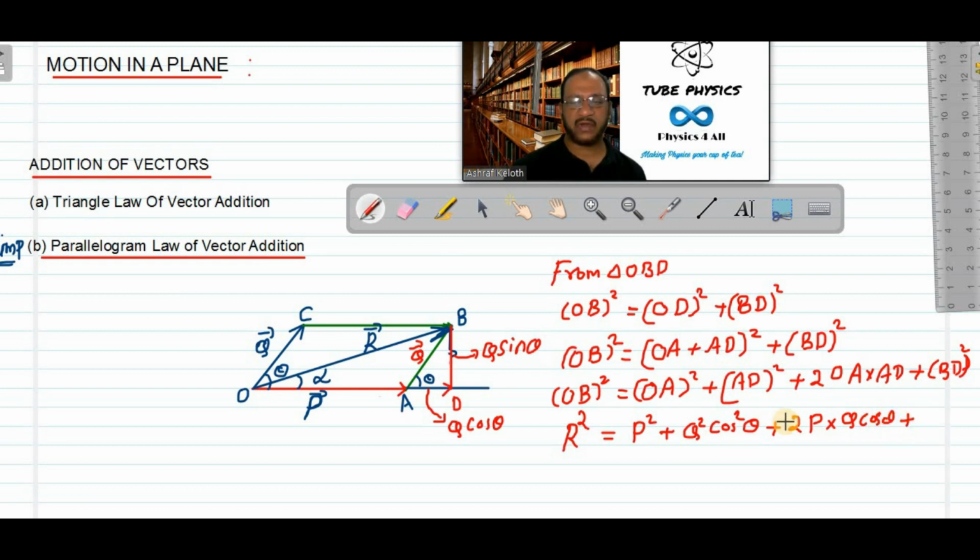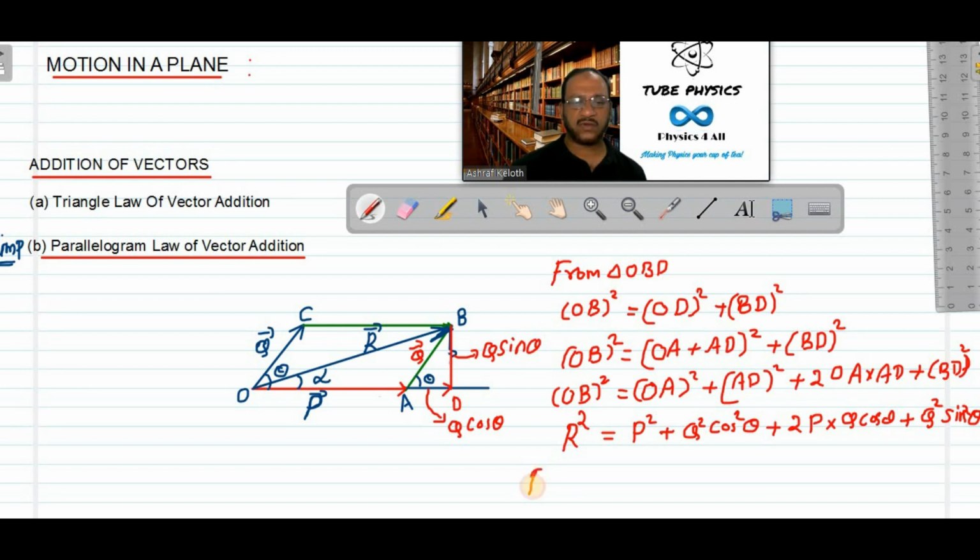Plus BD square. What is BD? Q sin theta. Yes, Q sin theta the whole square. It can be written as Q square sin square theta. Now cos square theta plus sin square theta is equal to 1. We can take that identity in mathematics. Cos square theta plus sin square theta equal to 1. So this is sin square theta.